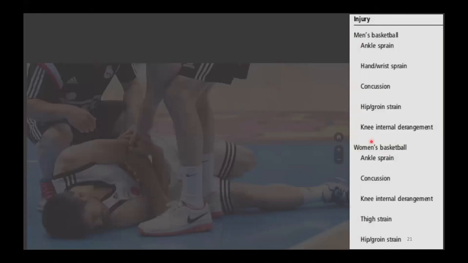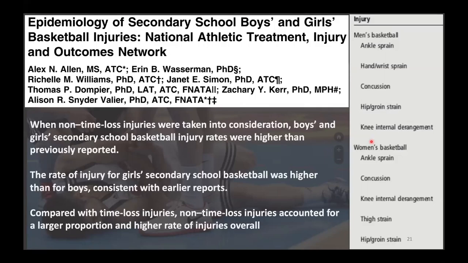But a recent study I like very much is about what an injury is. Most of the studies say that we can consider an injury when you lose a practice or a game or a competition. In this study, they try to consider non-time loss injuries. I mean, you can get injured, but you keep on training or keep on playing. Most of the studies didn't consider that a competition injury.